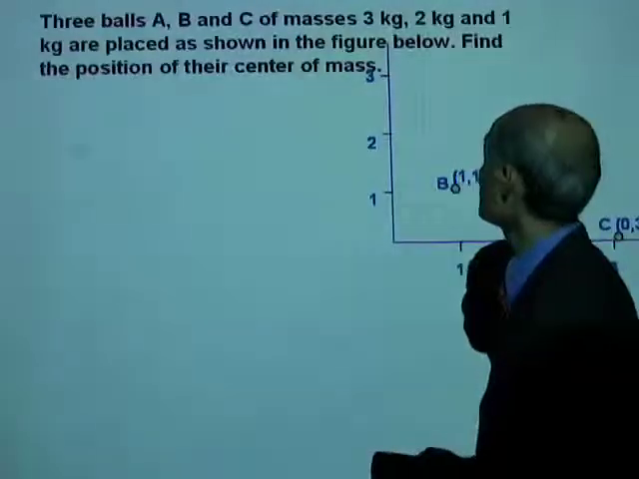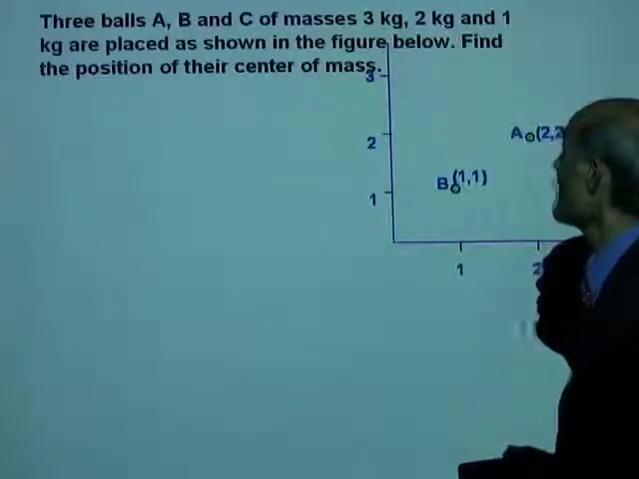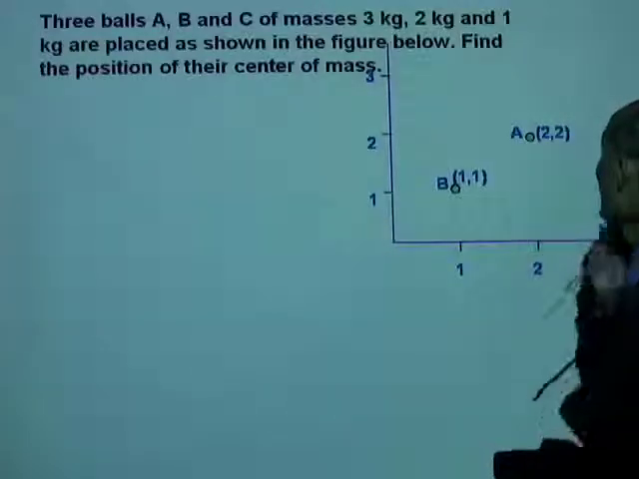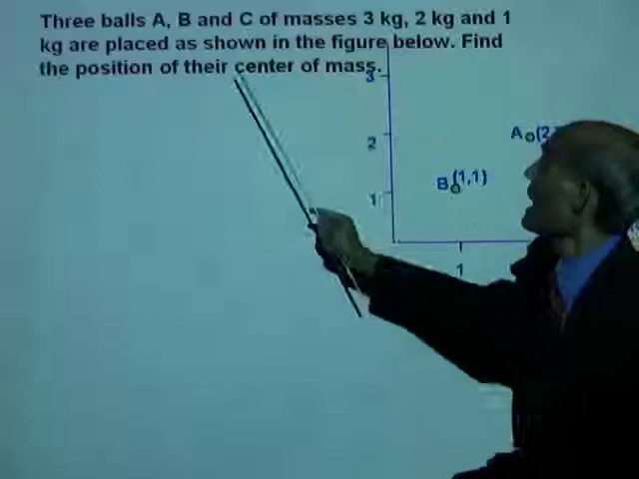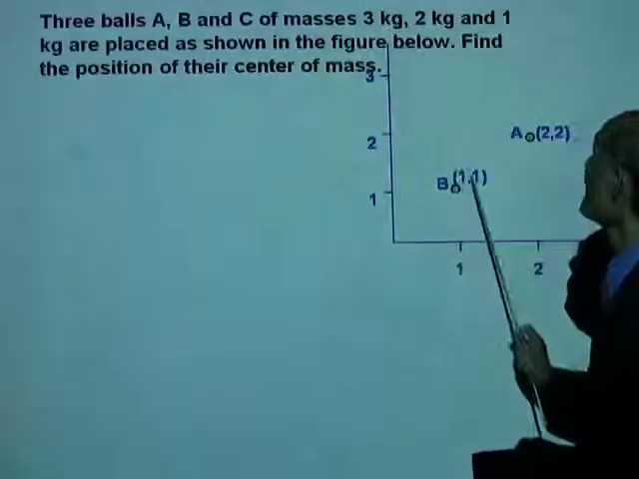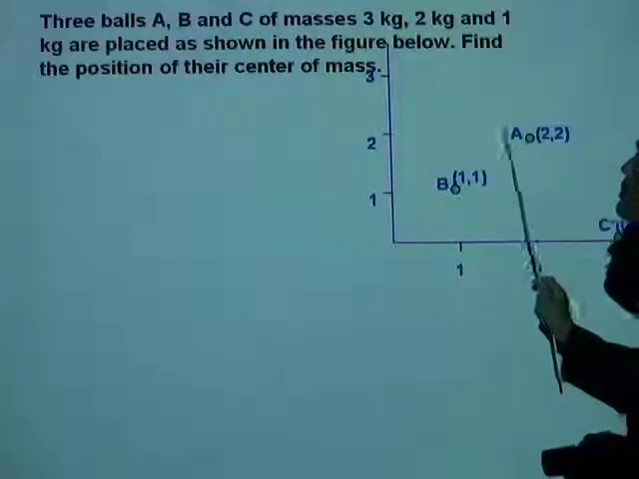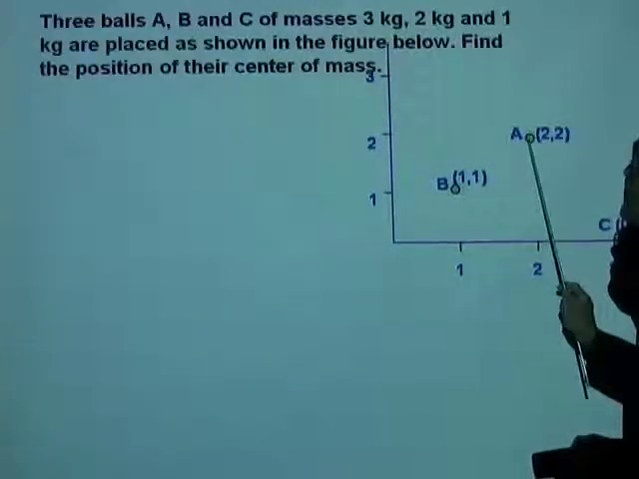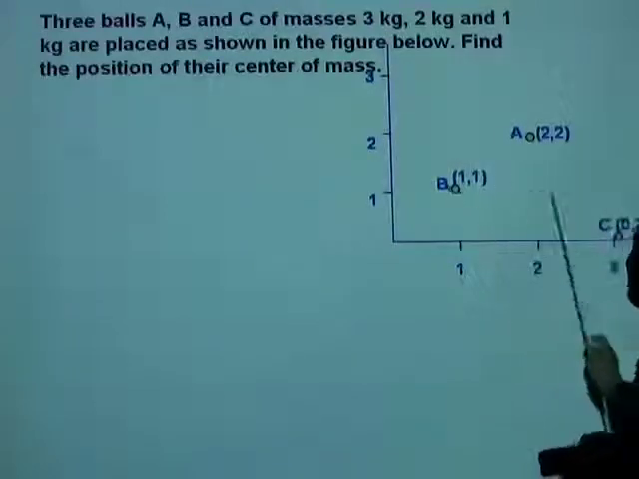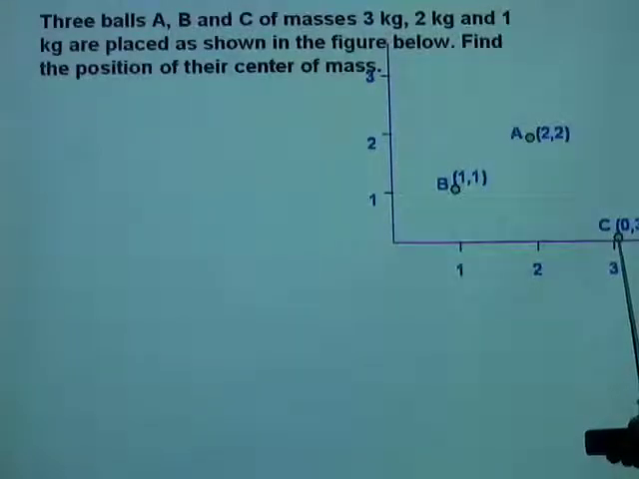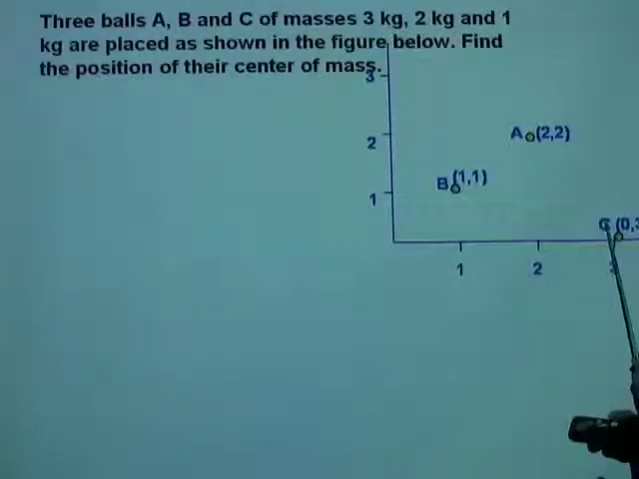We have now 3 balls A, B and C of masses 3 kilogram, 2 kilogram and 1 kilogram placed as shown in the figure. So this is A, which is 3 kilogram, this is B, which is 2 kilogram, and C is our 1 kilogram. I hope you can see that.